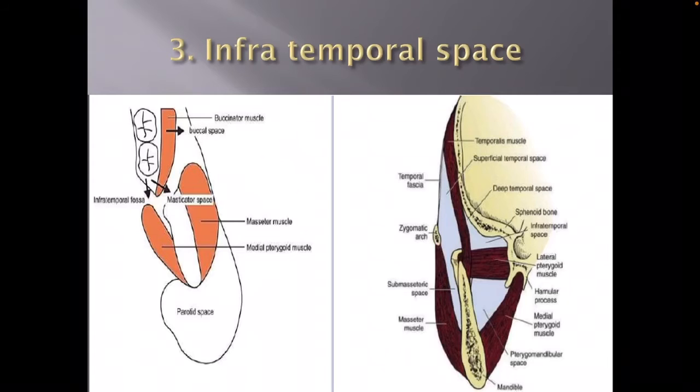Infratemporal space: rarely infected, but when it is infected the cause is usually the third molar. Care should be taken while giving buccal infiltration anesthesia to third molar to avoid injury to pterygoid plexus of veins. It should be given opposite to the second molar.